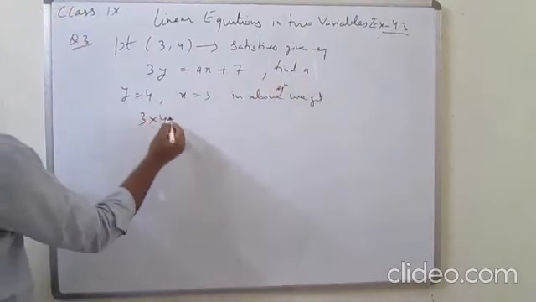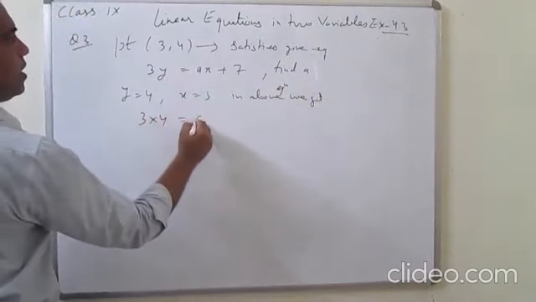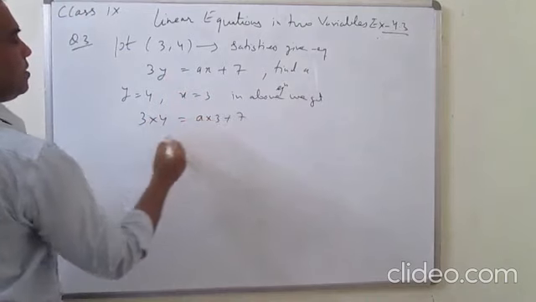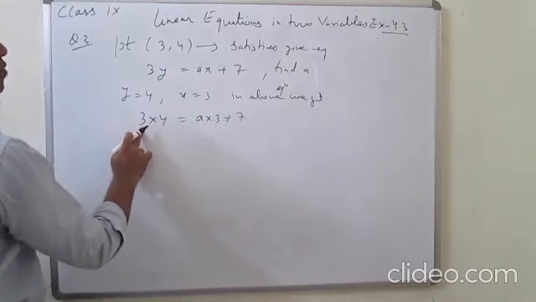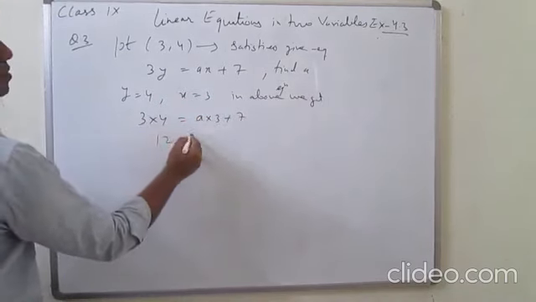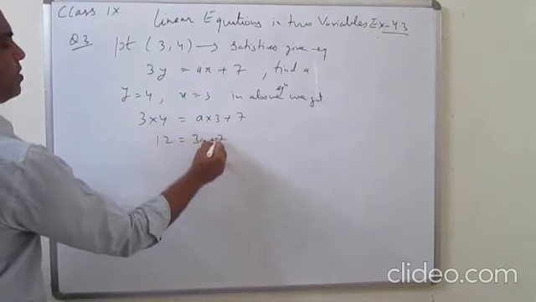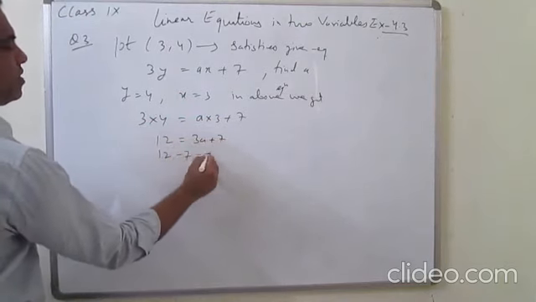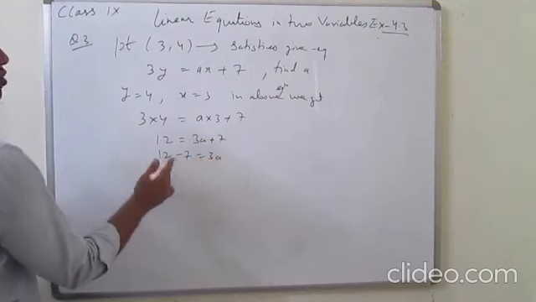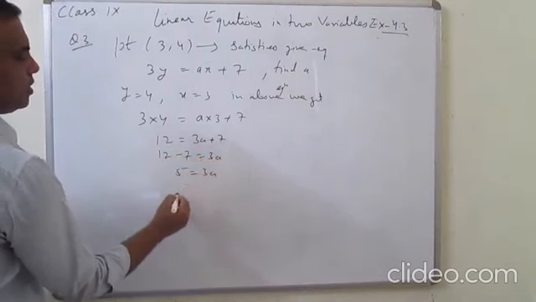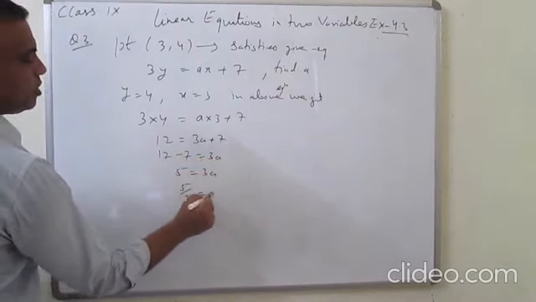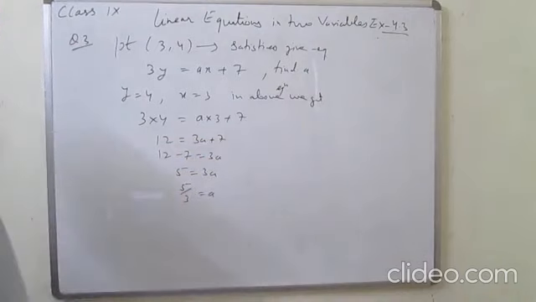3 into 4 is equal to a into 3 plus 7. It is 3 4 ja 12, 3a plus 7. 12 minus 7 is equal to 3a. So it is 5 is equal to 3a. 5 upon 3 is equal to a. This is the answer. It is objective type.